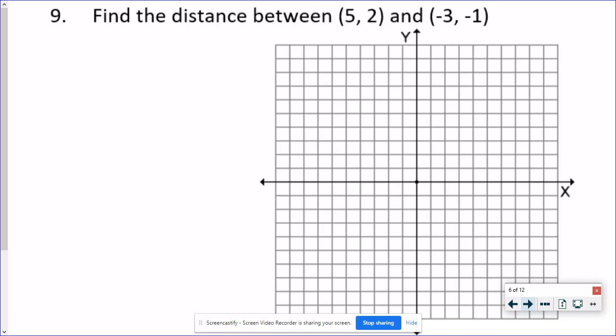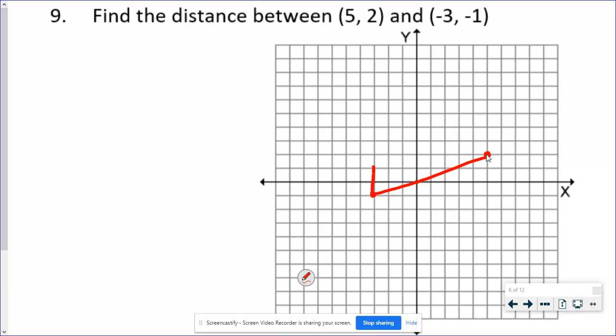If I have 2 points, I should be able to find the distance between them. So if I've got the point 5, 2, that would be right here, and -3, -1. Remember, for every ordered pair, we go left and right first, and then up and down second. So those are my 2 points. To find the distance between them, I'm going to have to draw in a right triangle. Remember, this is going to be the hypotenuse. I'm going to do my best job to get a straight-ish line there.